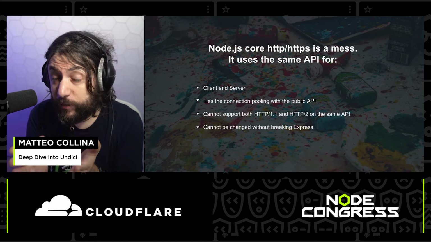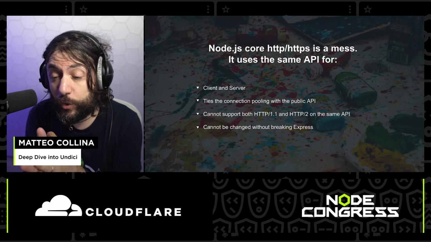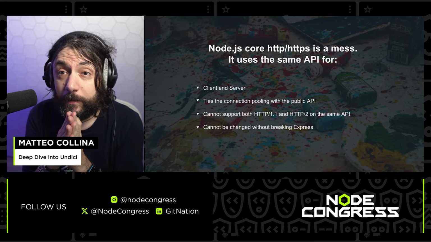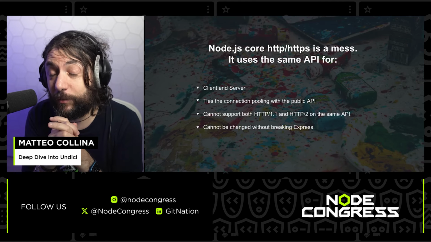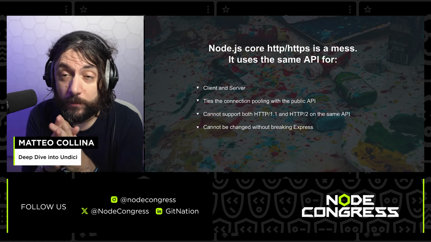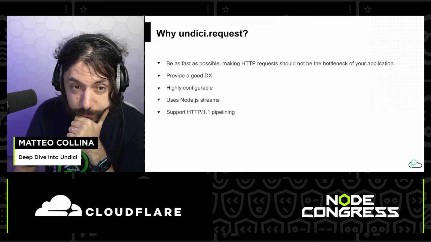And this is the reason why you cannot support both HTTP 1.1 and HTTP2 on the same API. Finally, last but not least, we cannot change those classes without breaking Express. So, yeah, that's the situation.